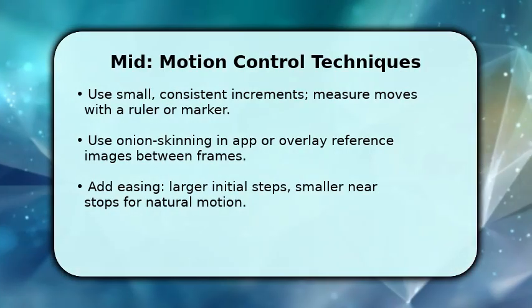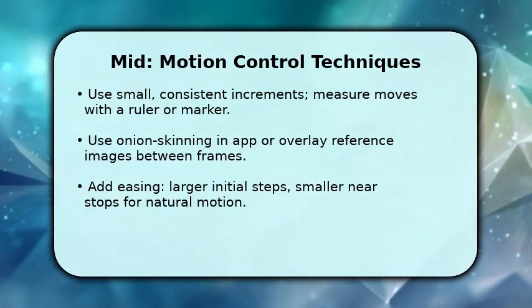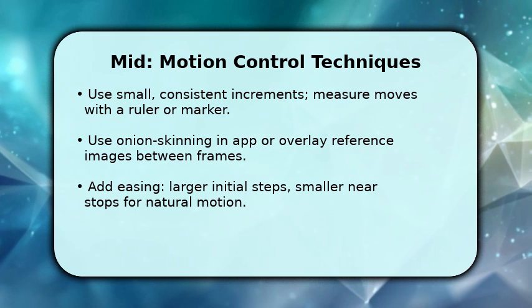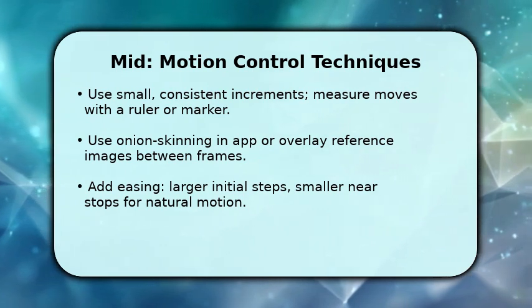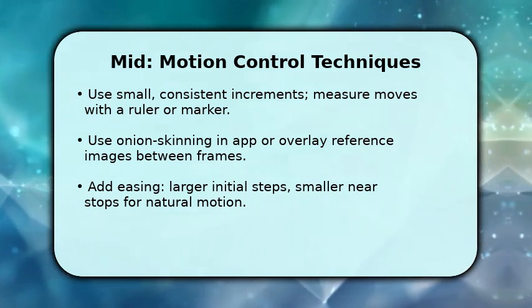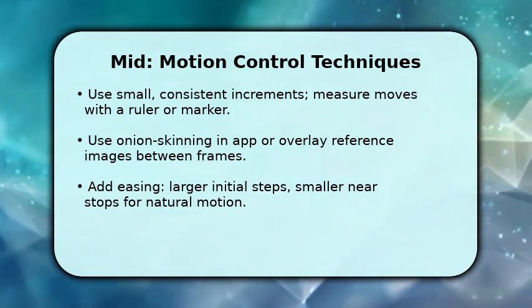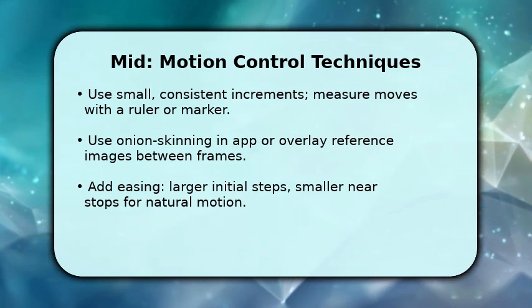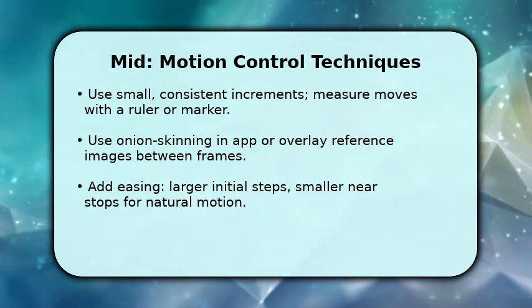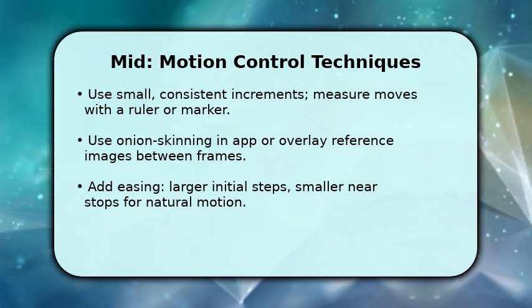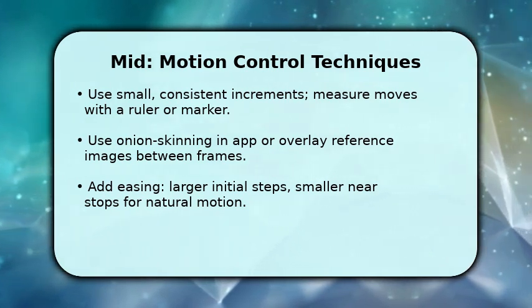Now you refine motion and visual continuity. Move objects in tiny, consistent increments, use a ruler, toothpick, or tape marks, and count steps so movements are regular. Use onion skinning in your capture app or overlay the previous frame to align elements precisely. This reduces jitter and keeps motion believable.